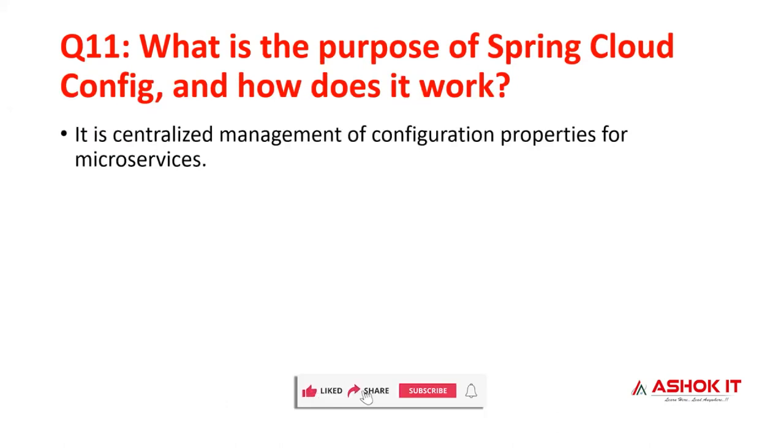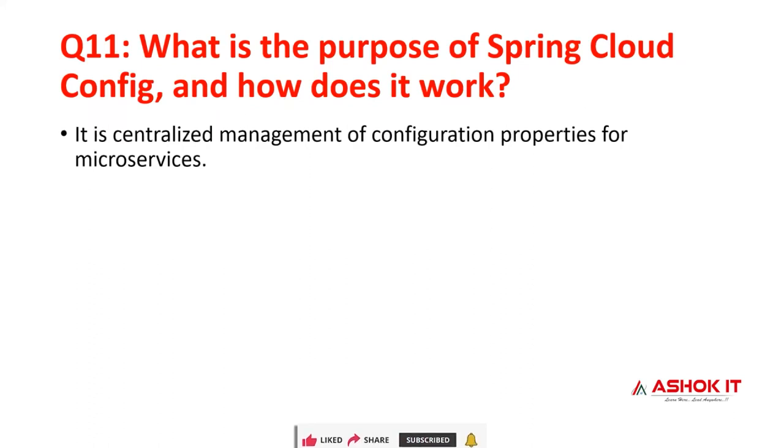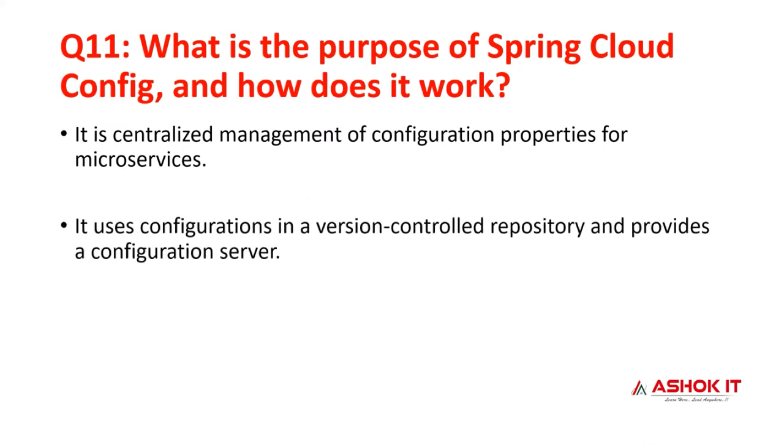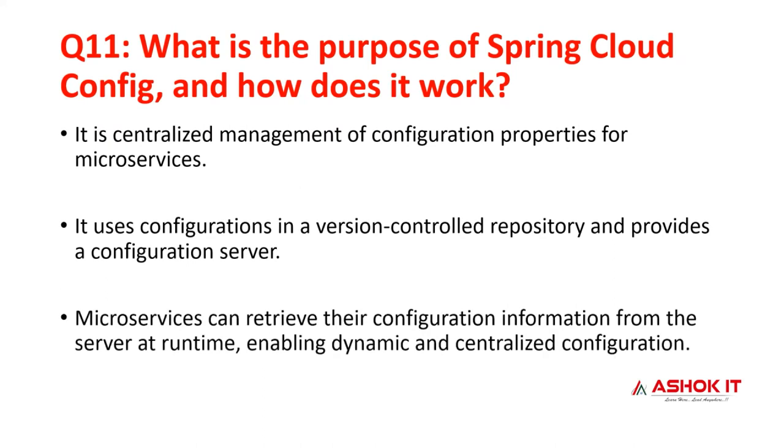What is the purpose of Spring Cloud Config and how does it work? This is centralizing configuration properties for microservices. If we have a common property for multiple services, then you can use this Spring Cloud Config mechanism. This even supports version control for the configuration. They can also be retrieved and managed at runtime. That is the dynamic and centralized configuration we can provide.